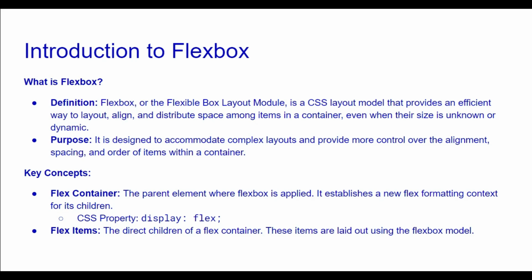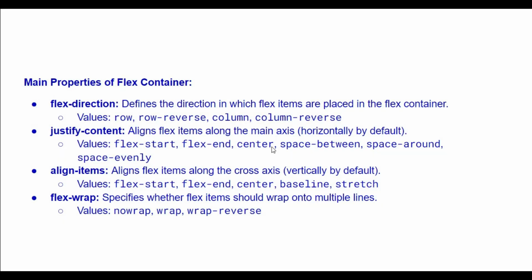Now the flex items, these are the direct children of a flex container. These items are laid out using the flexbox model. When we talk about the main properties of the flex container, we'll be looking into flex wrap, align items, justify content, and flex direction. So let's jump into this.